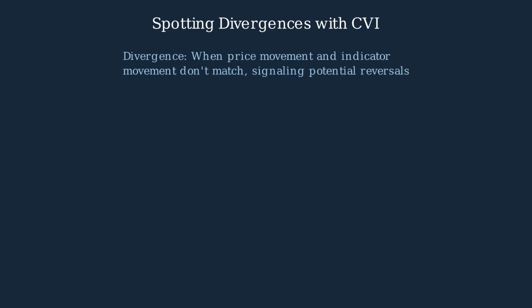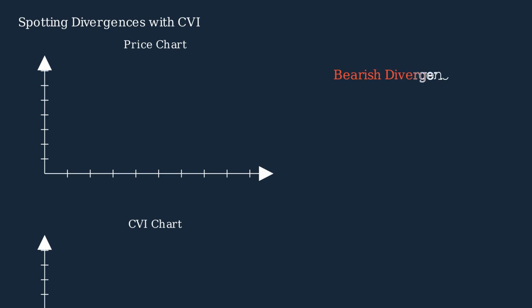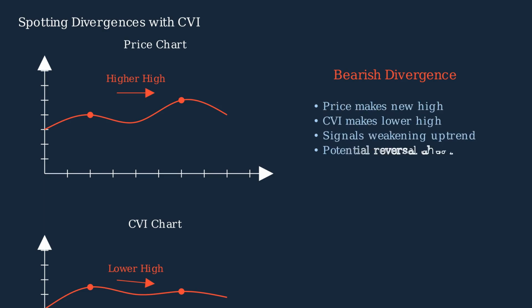Divergences between price and the Cumulative Volume Index can signal potential trend reversals. A bearish divergence occurs when price makes a new high, but the CVI fails to confirm with its own new high. Notice how the price shows a higher high, while the CVI shows a lower high. This divergence suggests weakening buying pressure despite rising prices. This bearish divergence indicates that despite the price reaching a higher peak, there's less volume supporting the move, suggesting the uptrend may be weakening.